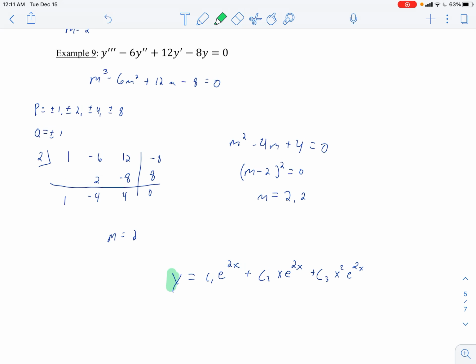And so therefore, when I write out my solution, it's going to be y equals c sub 1 e to the 2x plus c sub 2 x e to the 2x plus c sub 3 x squared e to the 2x. So again, if you have your repeated root 3 times, your highest x is going to be x squared.